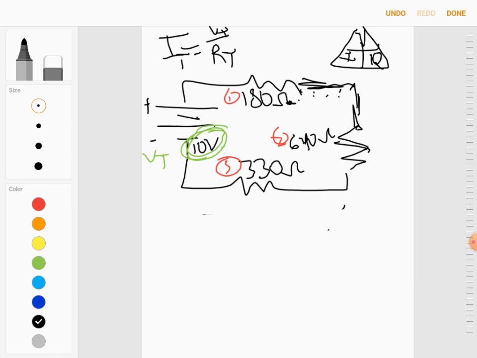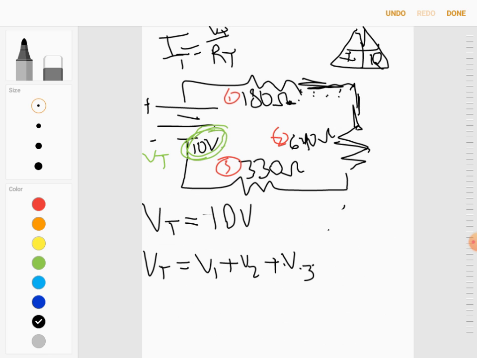Now we need to find the total voltage. Well, we already said that was 10 volts. And we also need to know V1, V2, and V3. So how are they related to the total voltage? Well, we said that the sum of V1, V2, and all of the components, which there's 3, since there's 3 resistors, the sum of them equal 10 volts.